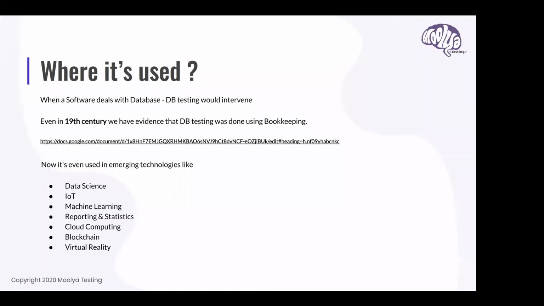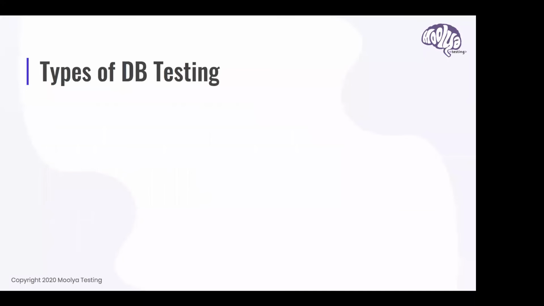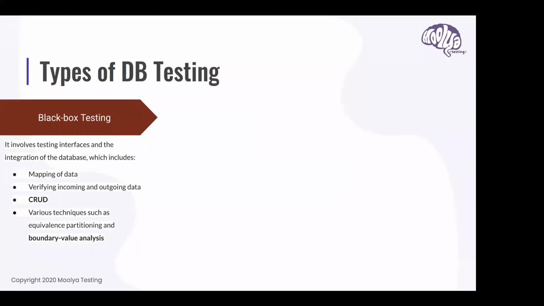So next we will jump into types of DB testing. We have different types of DB testing, guys. Let me explain what those are. Next is black box testing. Black box testing involves testing the interface and the integration of the database, like mapping of the data, and verifying incoming and outgoing data. If data is there, there should be an incoming side and an outgoing side, right? So similarly, in a database it is done.